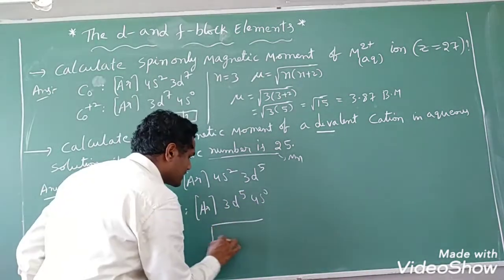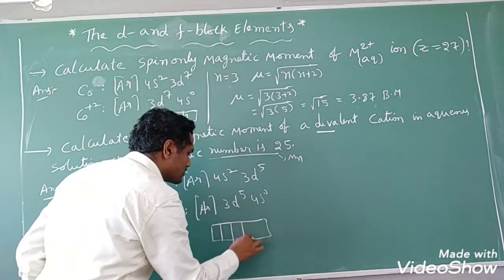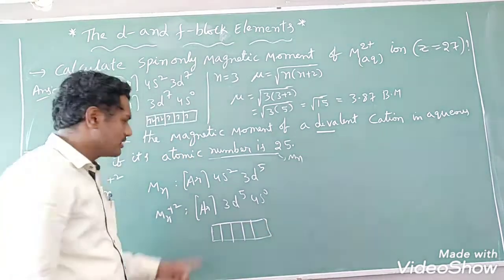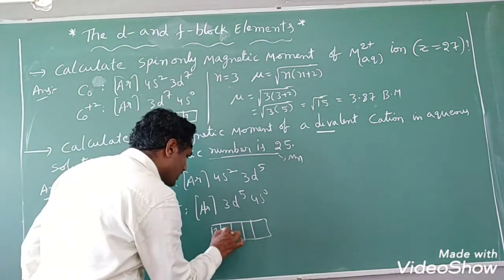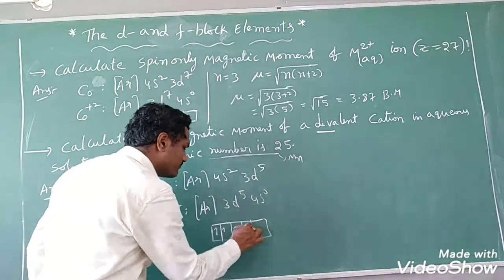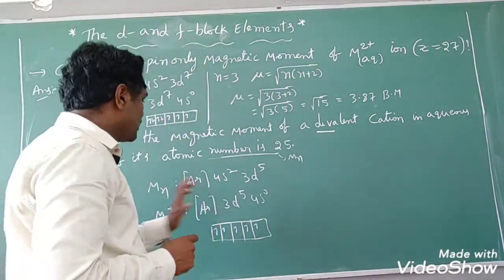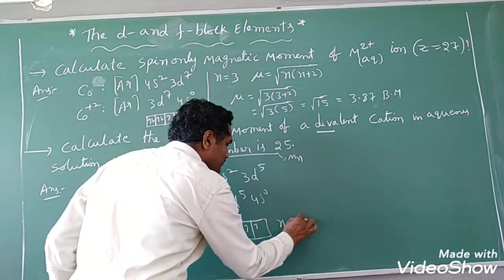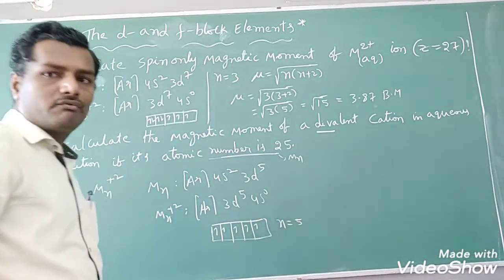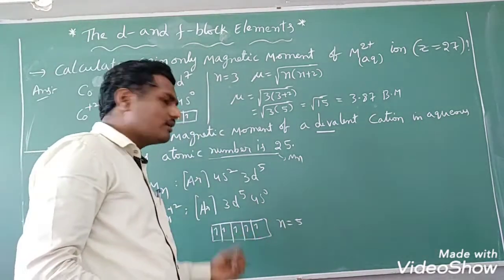So in this 3d subshell, how many unpaired electrons are there? We have to count, right? According to Hund's rule, each orbital of the 3d subshell is filled with one electron, then only pairing takes place, right? So here, the number of unpaired electrons, if we count, we will get n equals 5.